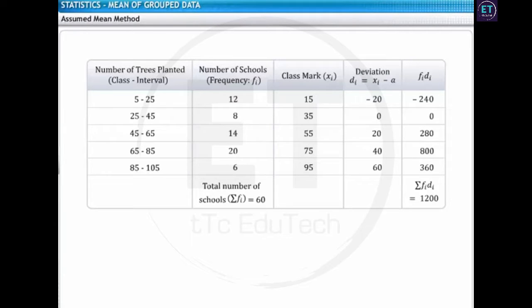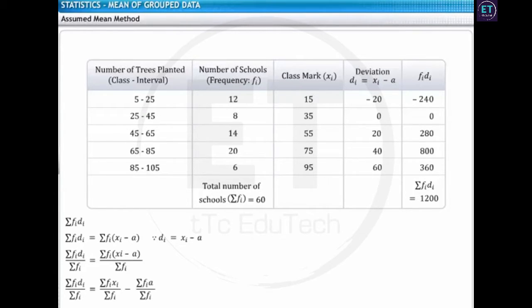Now, let us see how we can use this value to find the mean of the given grouped data. For this, we will have to derive a formula. Let's consider the summation fi di. Since di is equal to xi minus a, we can substitute this in the above equation. Next, we'll divide both sides of the equation by summation fi. The right side of the equation can be expressed as follows.